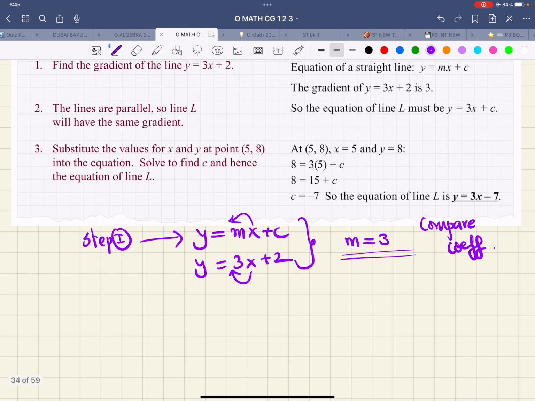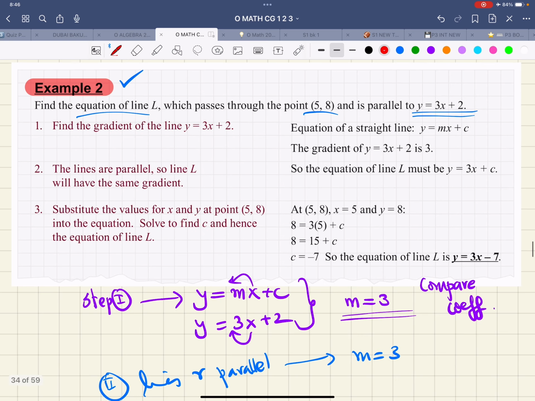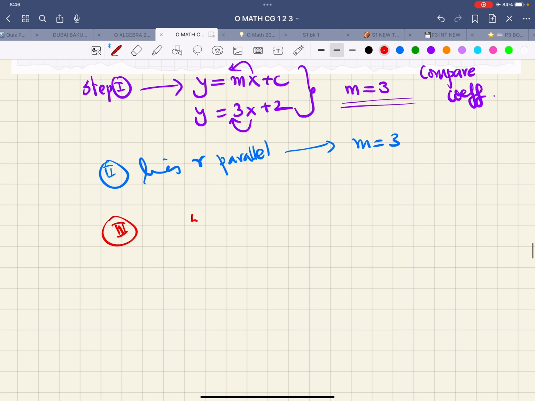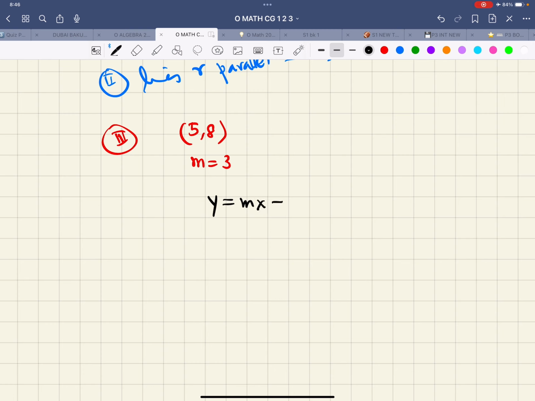Now, since the lines are parallel, step 2: lines are parallel, therefore the gradient of the other line is also 3. And the last part is that it's passing through the point (5, 8). So I have (5, 8), I have the gradient 3. Let me write the equation y = mx + c. First insert 3: y = 3x + c. All good, everyone is following.